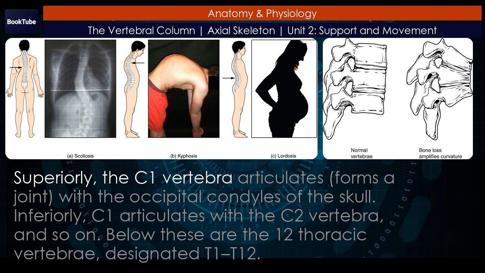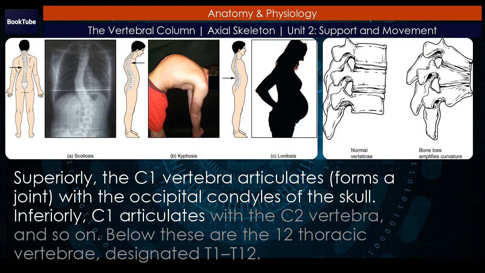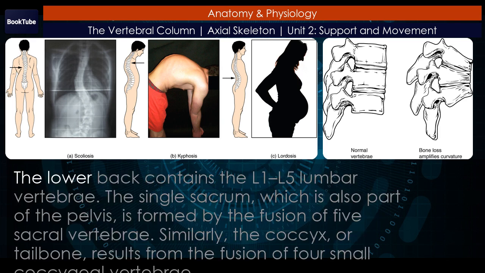Superiorly, the C1 vertebra articulates, forms a joint, with the occipital condyles of the skull. Inferiorly, C1 articulates with the C2 vertebra, and so on. Below these are the 12 thoracic vertebrae, designated T1 to T12. The lower back contains the L1 to L5 lumbar vertebrae.